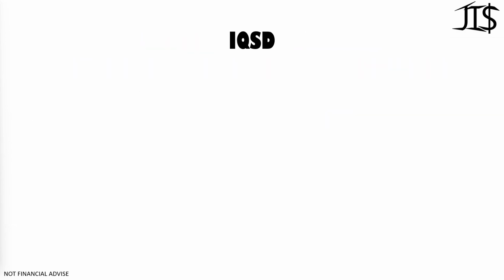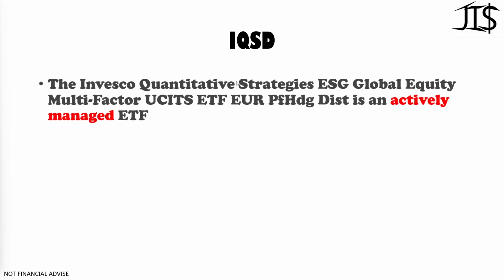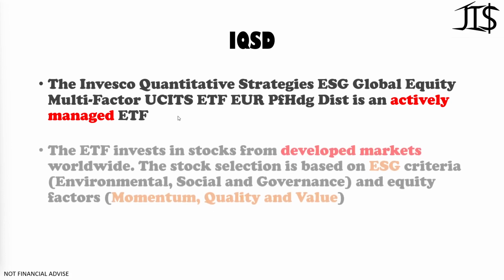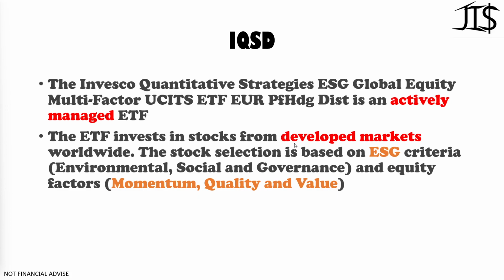Then you have IQSD. I forgot to put it in violet here. That's my mistake. The Invesco Quantitative Strategies ESG Global Equity Multifactor UCITS ETF, which is also actively managed by Invesco. It invests only in developed markets, so not in emerging markets. The stock selection is based on the ESG criteria, so this is another factor that is taken into account in this ETF. And it also takes into account the momentum, quality, and value factors.